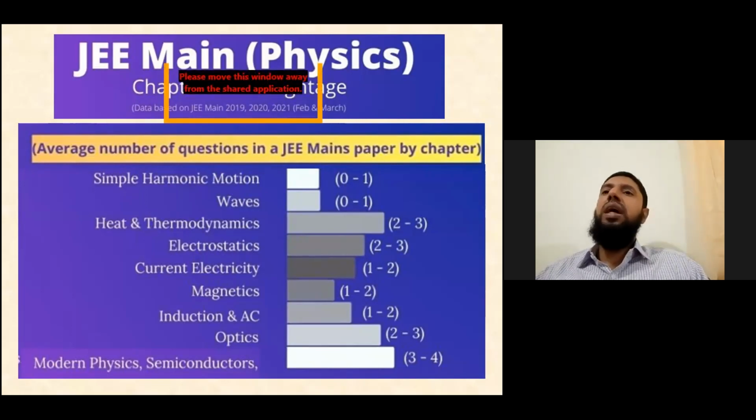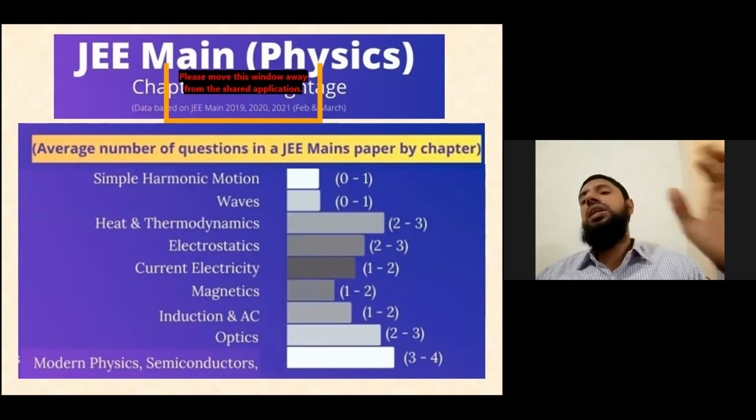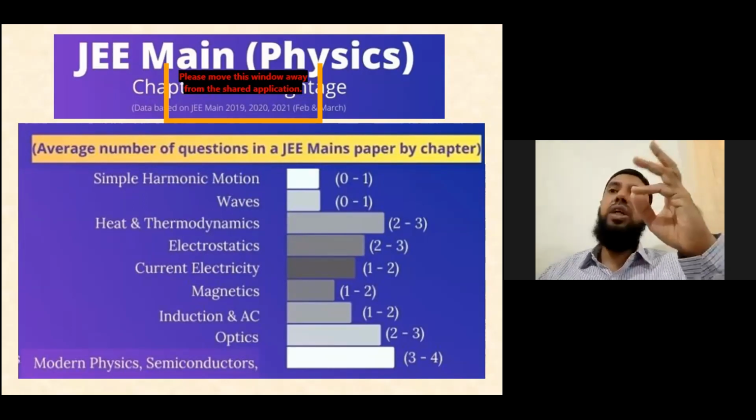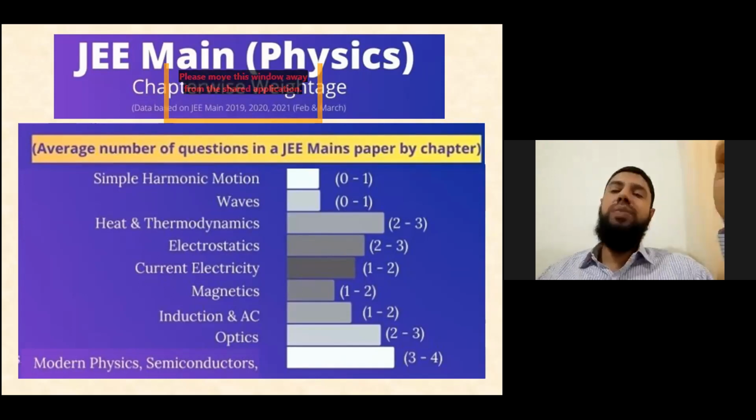And then there, we have put magnetics. In magnetics, moving charge and magnetism and matter, that many concepts are coming. There, 1 or 2 questions. Electromagnetic induction and AC, 1 or 2 questions. Then in optics, geometrical optics as well as physical optics, we'll have 2 to 3 questions.